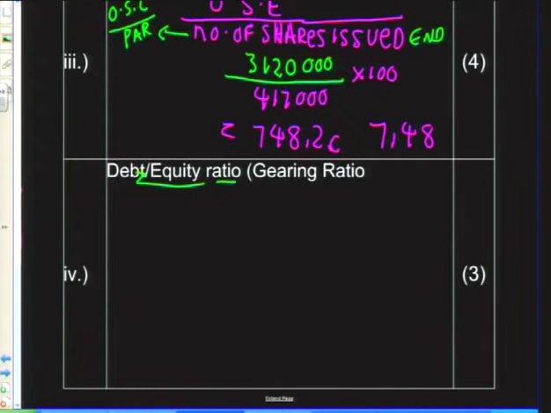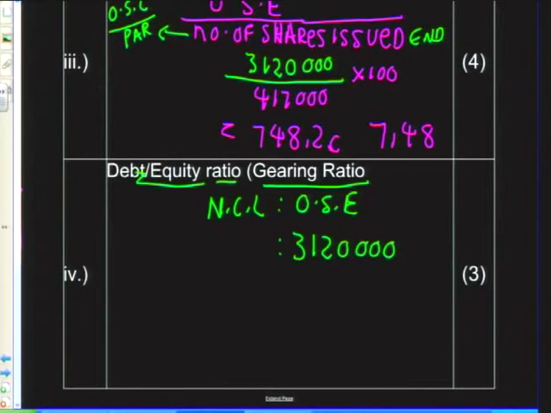Okay, right, guys, let's move on to the next ratio, your debt equity ratio. And remember, I spoke about this, guys. Sometimes they call this the gearing ratio. Your debt equity ratio, we're obviously going to be looking at your non-current liability compared to your ordinary shareholders' equity. Debt equity. Remember, don't swap them around. Ordinary shareholders' equity, we've already used that figure, the 3,120,000. That was your total shareholders' equity.